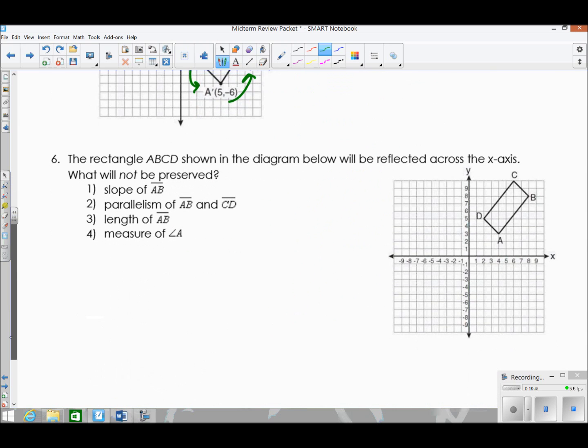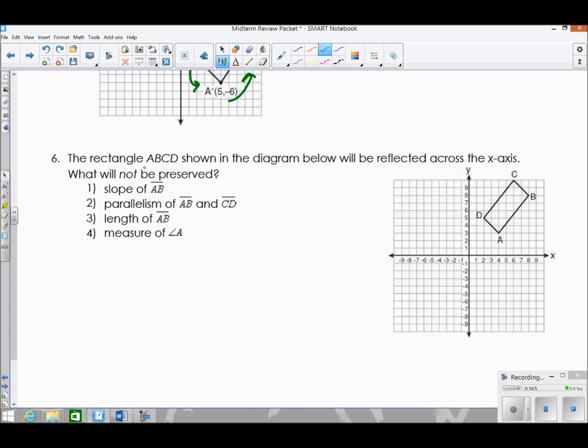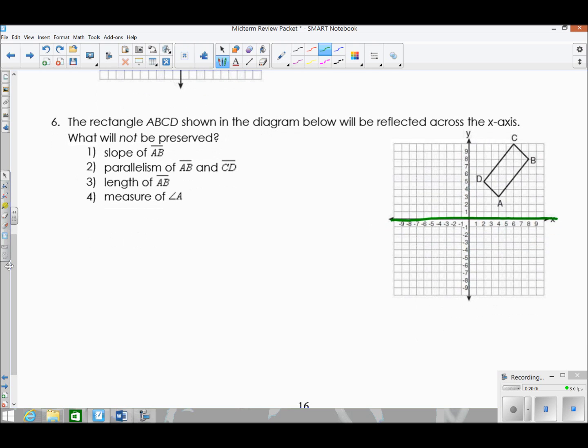So one more example here. If I have this rectangle and I reflect it across the x-axis. Let's go ahead and actually do that because it'll be a lot easier to answer the questions if you are looking at the new picture. So reflecting across the x-axis, count 1, 2, 3, go 1, 2, 3. That'll get you A prime.